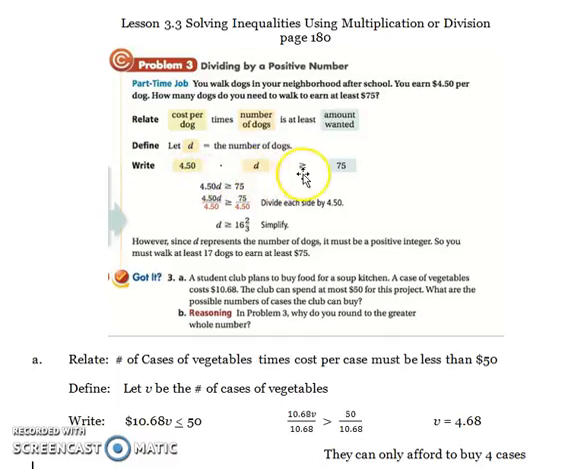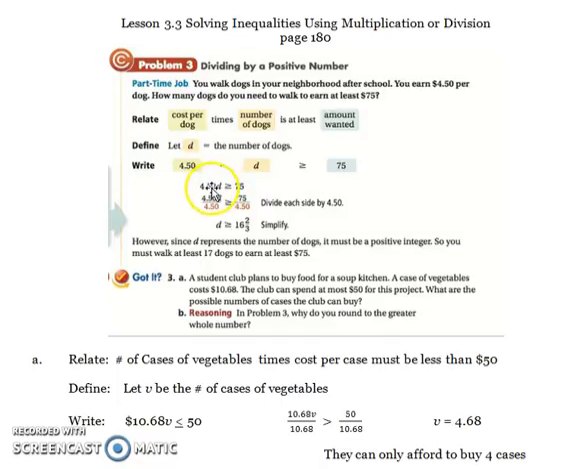$4.50 times D is greater than or equal to 75. It says she wants to earn at least 75. At least means more than, more than or equal to, I should say. At least means as long as it's 75 or higher, she's happy. Okay? So 4.50D greater than or equal to 75.